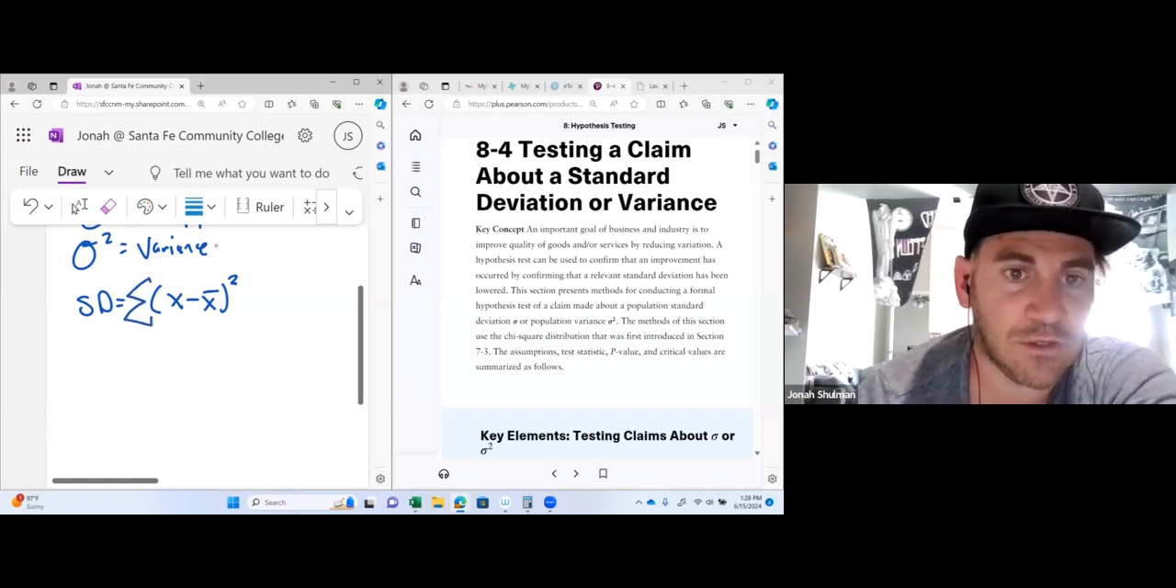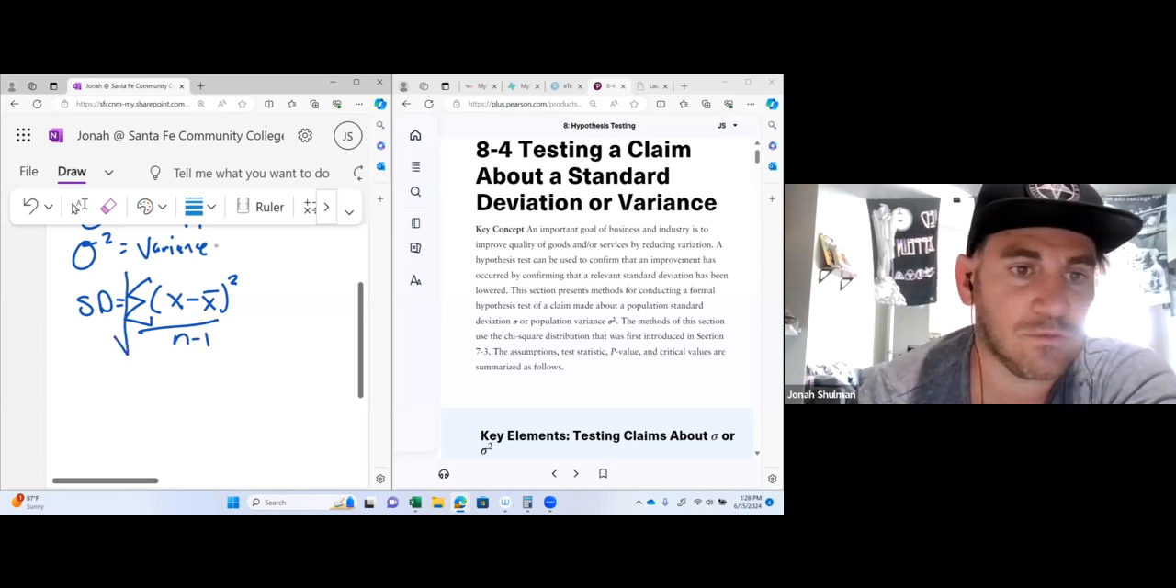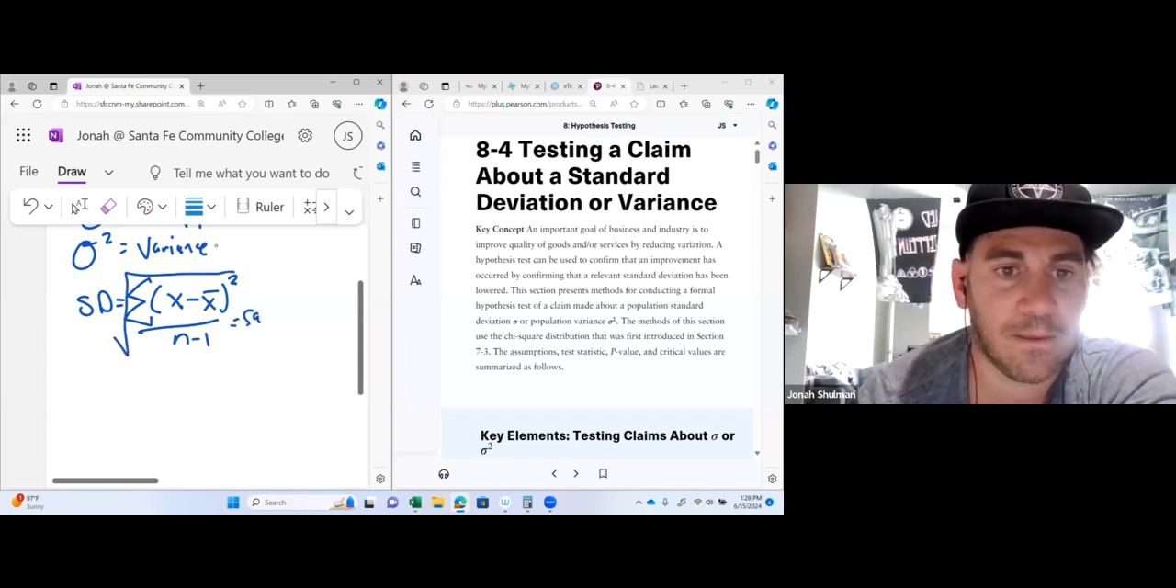Usually this is the first value. This is the last value. That's what goes here, that's what goes here. And then what do we do with this whole thing? We divide it by n minus 1, and then I take the square root of it. This is for a sample.